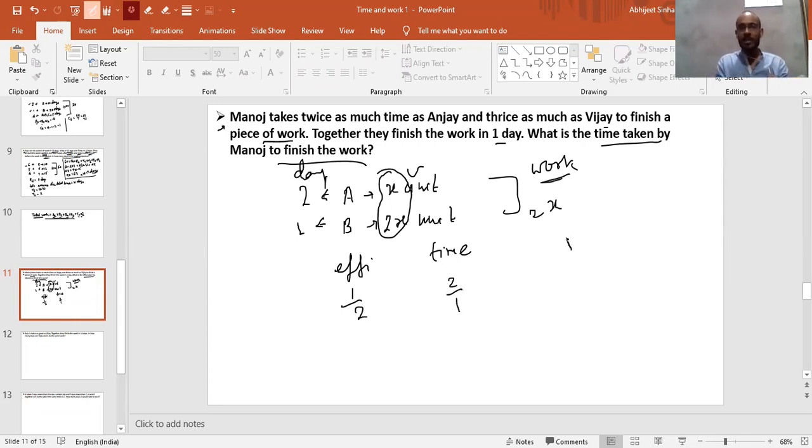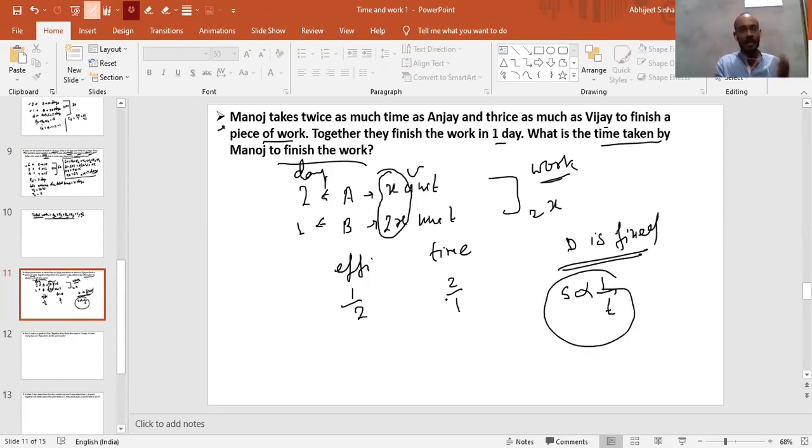This is the same as, if you have learned this in the TSD topic, if the distance is fixed, what is the relation between speed and time? They are inversely proportional. The same thing applies here also. If the work is constant or fixed, then the relation between speed and time will be exactly inversely proportional. So we'll apply the same funda here, and again we'll try to read the question and understand what it says.